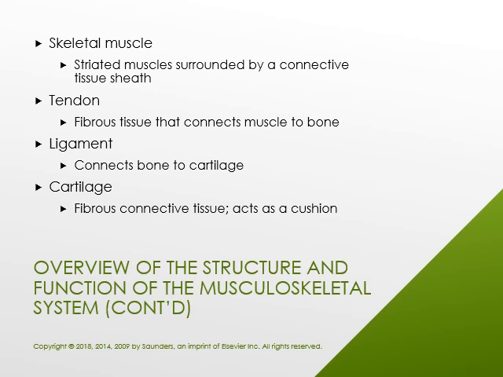Skeletal muscle are striated muscles surrounded by a connective tissue sheath. Tendon is defined as a fibrous tissue that connects muscles to bone. Ligaments are defined as those that connect bones to cartilage, whereas cartilage is fibrous connective tissue which acts as a cushion. Groups of muscles work together to produce a single movement.